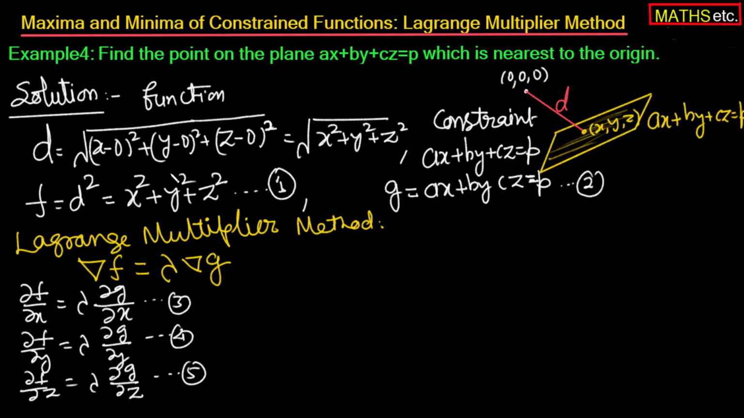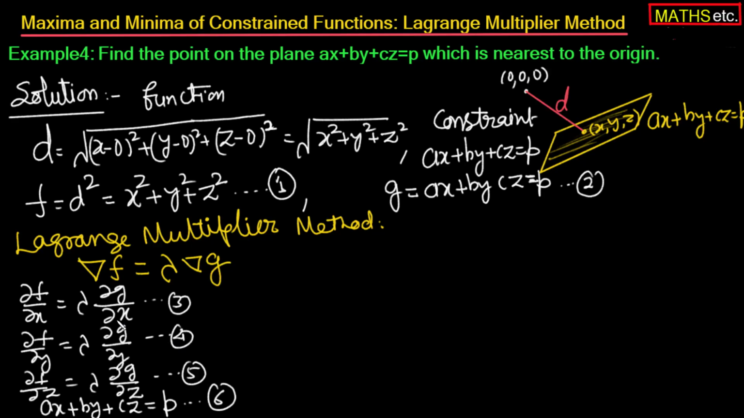And we have 4 unknowns: the three variables x, y and z, and the unknown parameter lambda. That's why we need 4 equations. 3 equations are already there. The 4th equation, we already know, will be the equation of the constraint. So we got ax plus by plus cz is equal to p, and this is our equation number 6. With the help of these simultaneous 4 equations, we will find the points of maxima and minima.